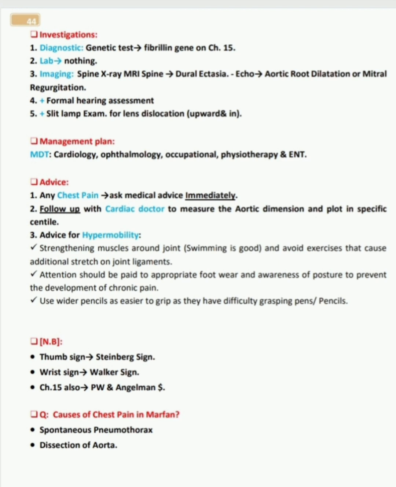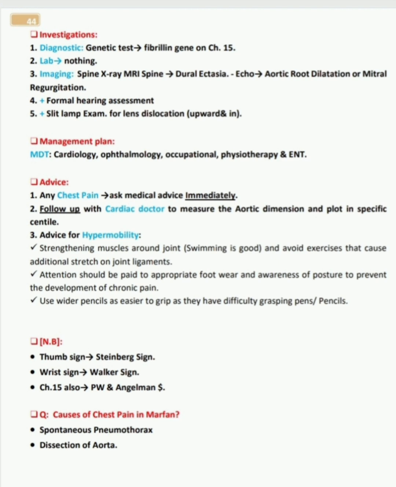Management plan. Management plan of Marfan syndrome is multidisciplinary team I will involve, that is cardiology, ophthalmology, occupational therapy, physiotherapy and ENT. And what advice do we give in Marfan syndrome patient? We give number 1, any chest pain, ask medical advice immediately. Remember, chest pain is a red flag for Marfan syndrome. Number 2, follow up with the cardiac doctor to measure the aortic dimensions and plot in specific center.